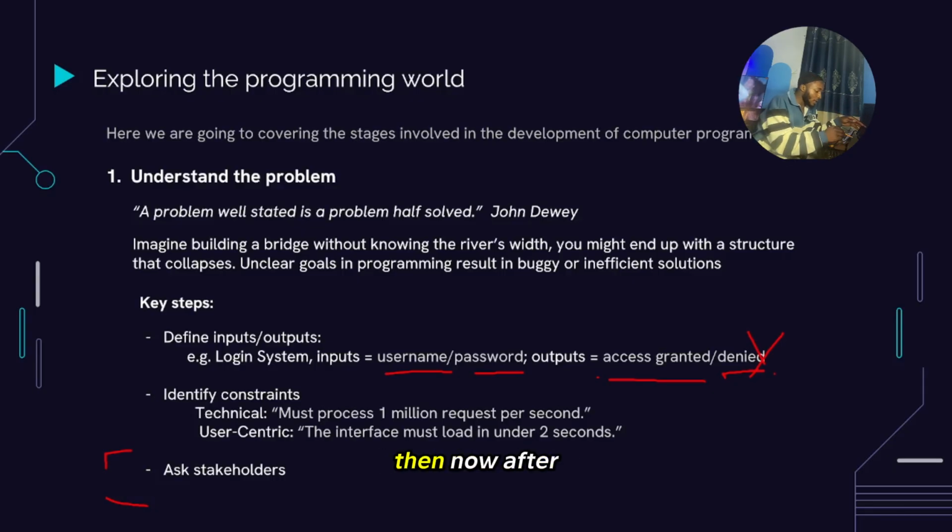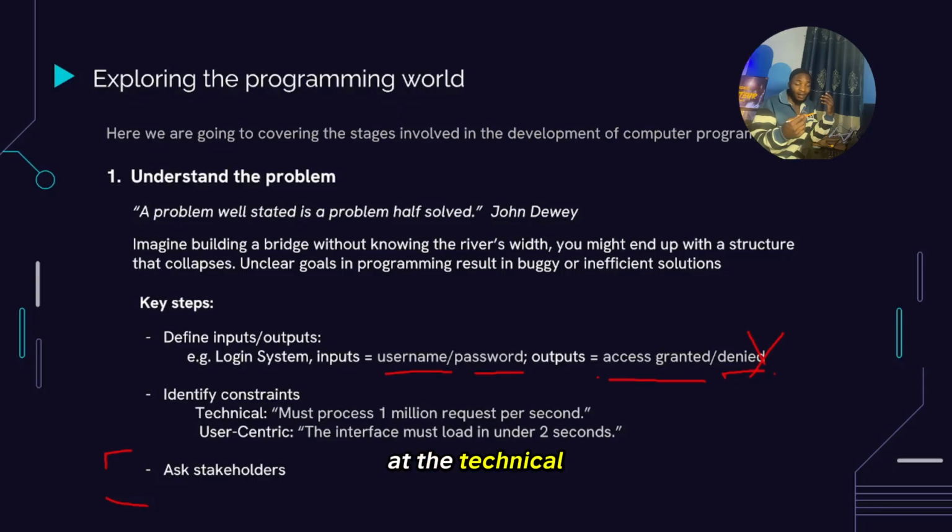Then after that, you have to identify constraints. With the constraints, we'll have user-centric and technical constraints. For the technical, you'll be focusing on the stress that the system can handle. With the technical constraint, you'll be focusing on the processes or the type of processes that the user.